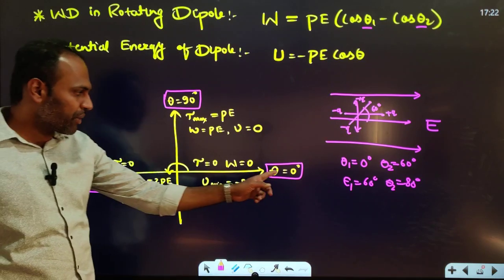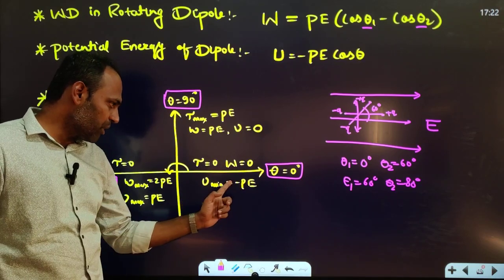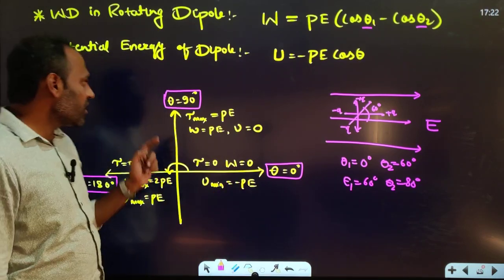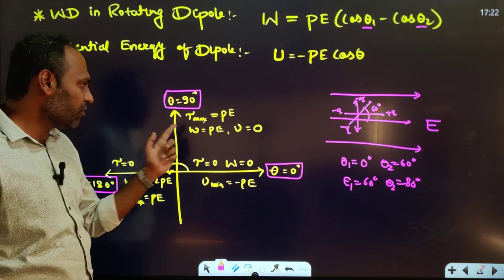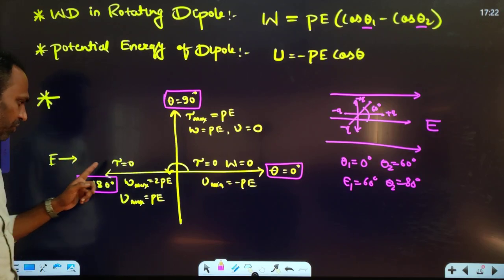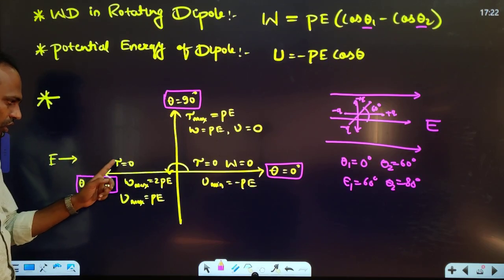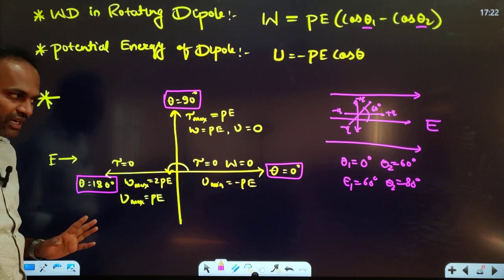So when the dipole is placed parallel to the electric field, torque is 0, work done is 0, potential energy is minimum, that is minus PE. When the dipole is placed perpendicular to the electric field, torque is maximum, work done is PE, potential energy is 0. When the dipole is placed anti-parallel to the electric field, torque is 0, work done is maximum, 2 PE, and potential energy is maximum, that is PE, right?